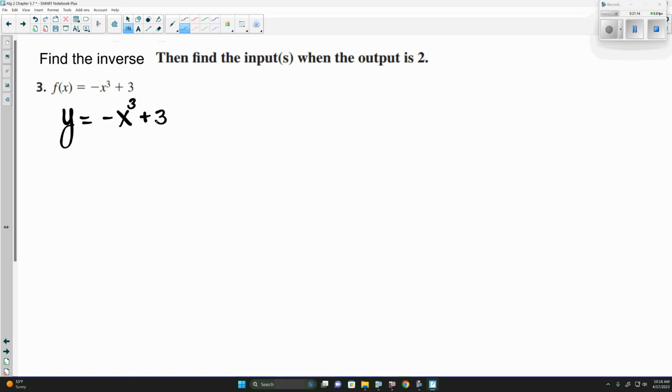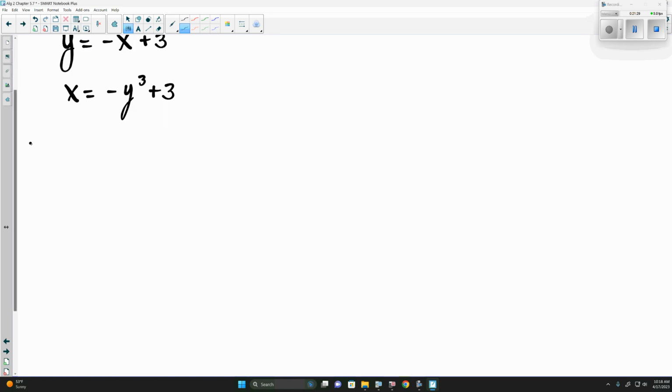So that takes care of step 1. Now step 2, we switch x and y. So it'll tell us x is equal to negative y cubed plus 3. And now that we have it in this form, we need to get y by itself. We need to solve this for y.